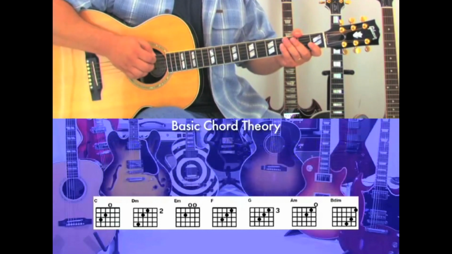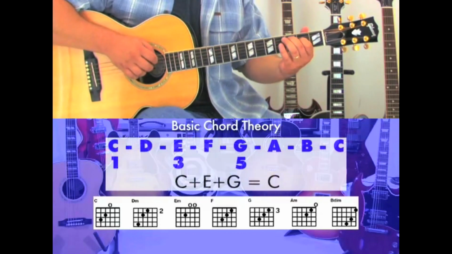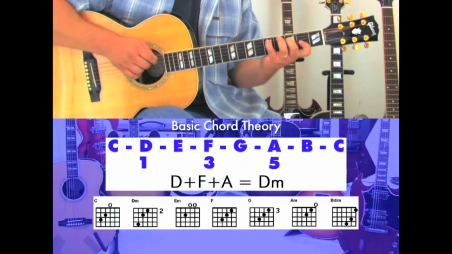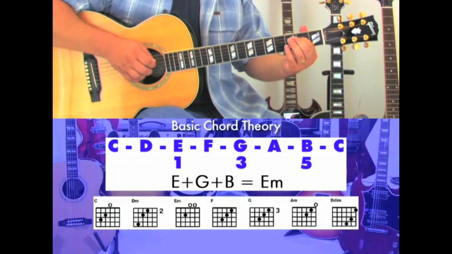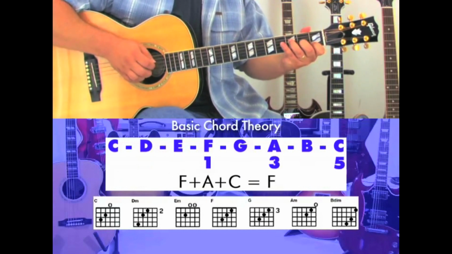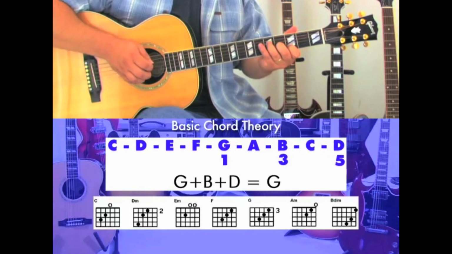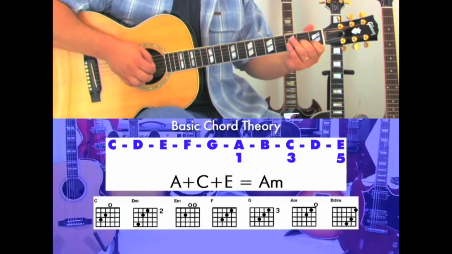Altogether, the C scale harmonized as chords is C, D minor, E minor, F, G, A minor, and B diminished.